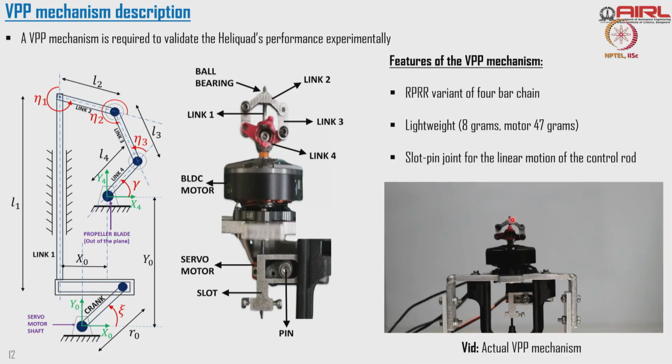So this is the actual VPP that we have fabricated. This is the variable pitch propeller system. Here you can see the actuator clearly. This actuator controls the pitch of the propeller. Motor RPM is controlled here. So I can control pitch as well as RPM for every motor.